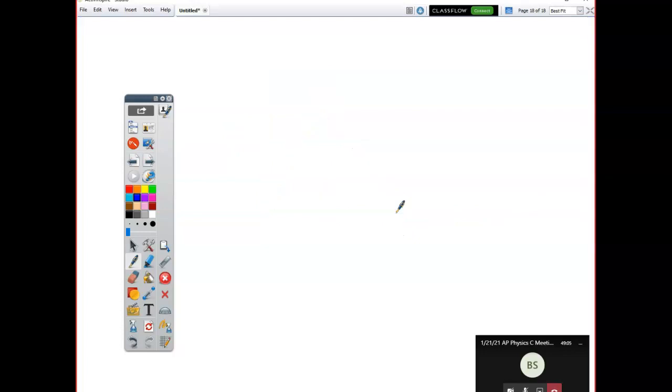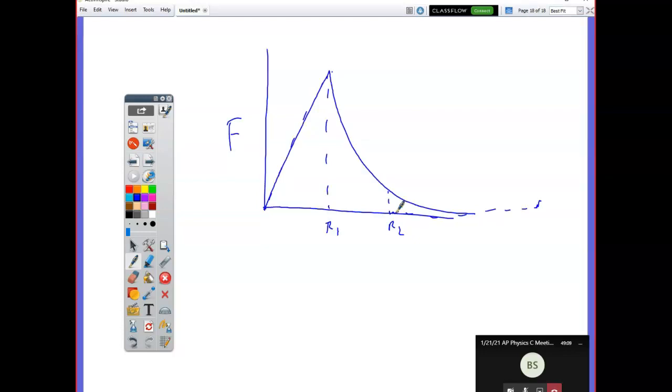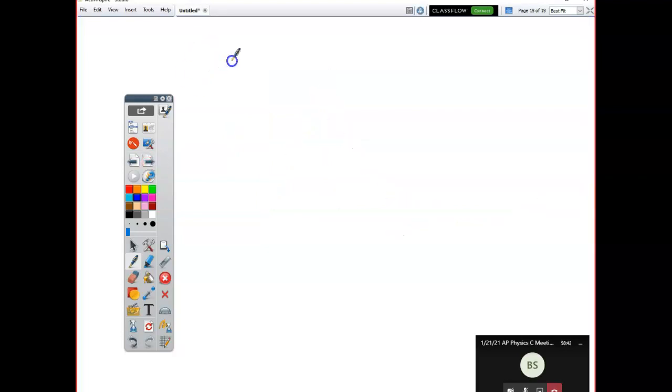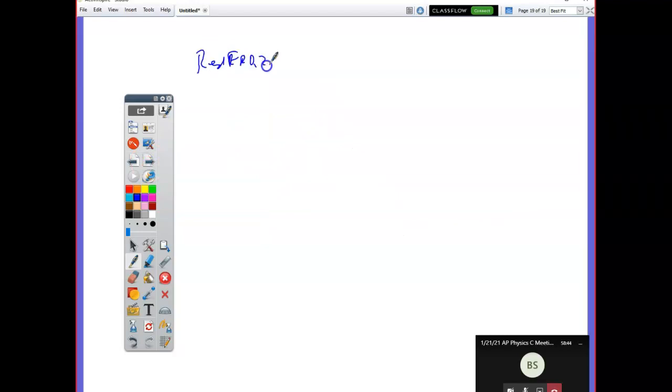Check the key. Would never know. Drag force. Red FRQ2.